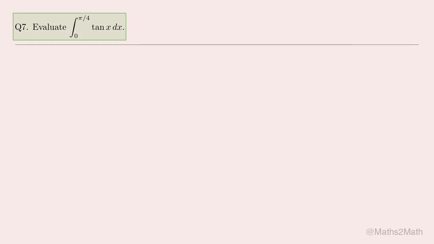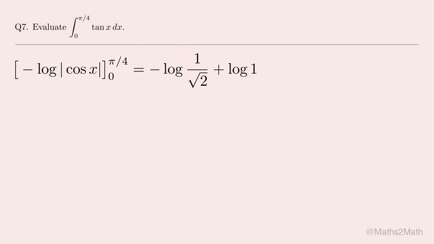Question 7. Tangent up to pi over 4. The log of cosine appears. The antiderivative is minus log cosine. Minus log of 1 over root 2 is half log 2.